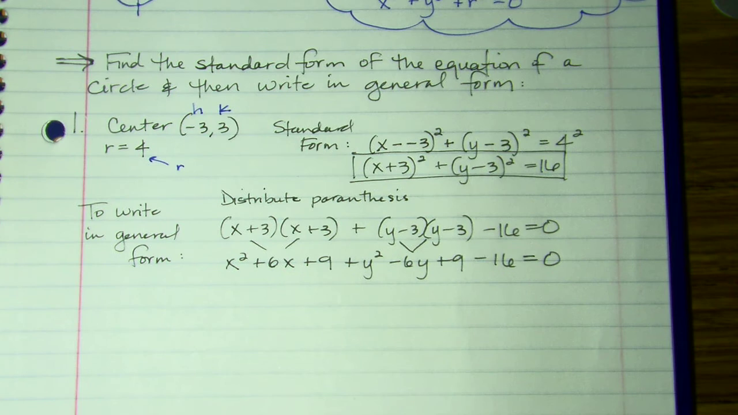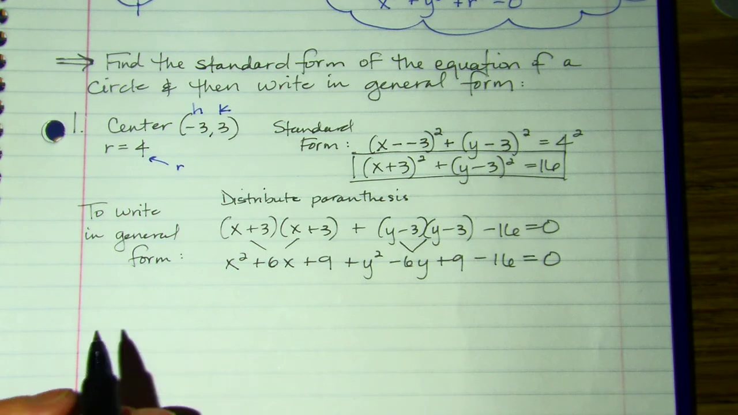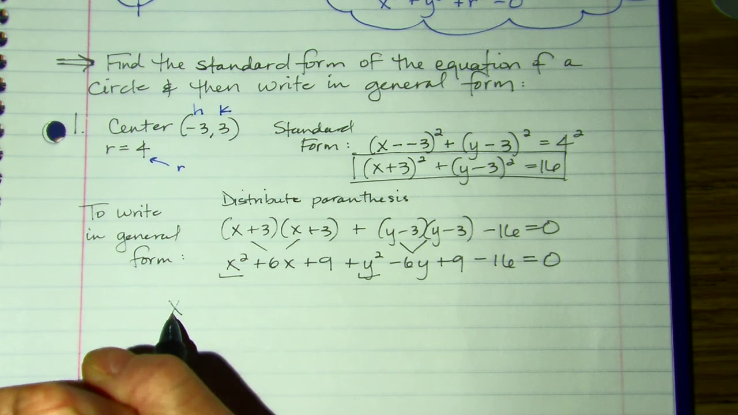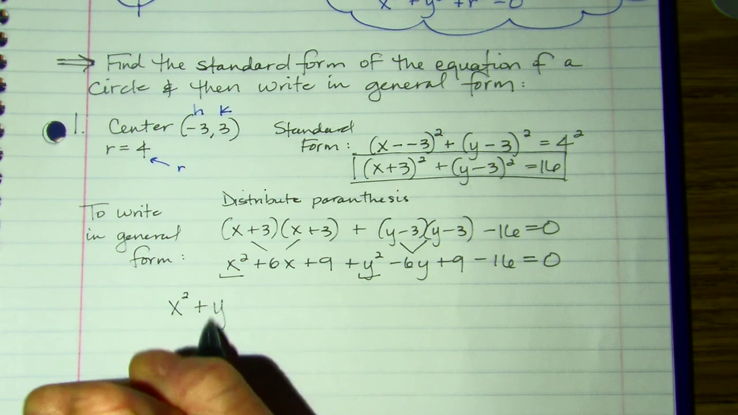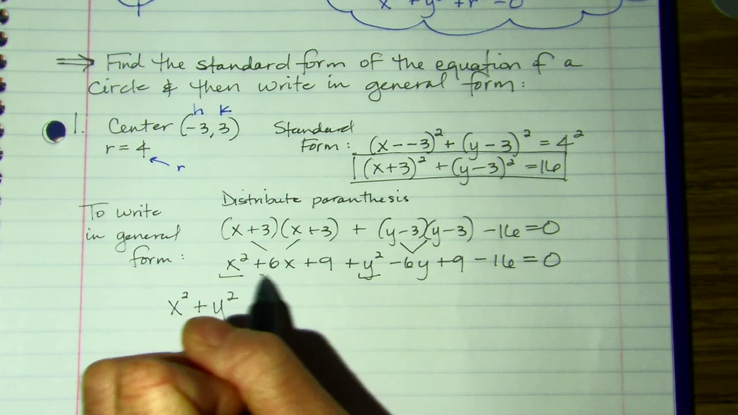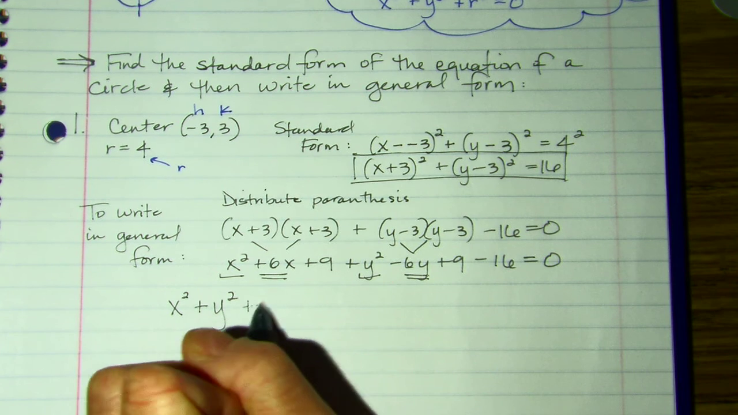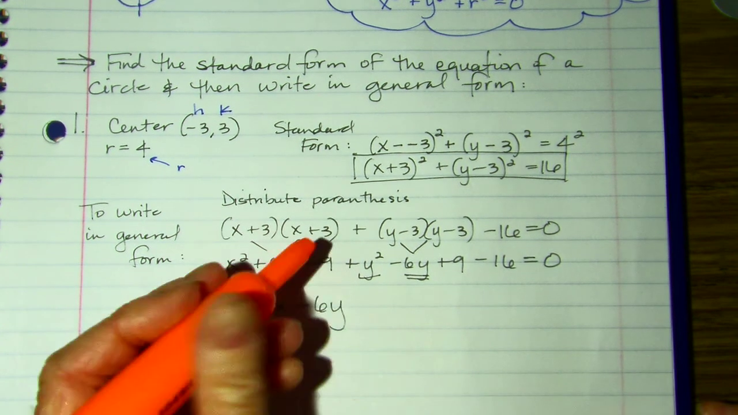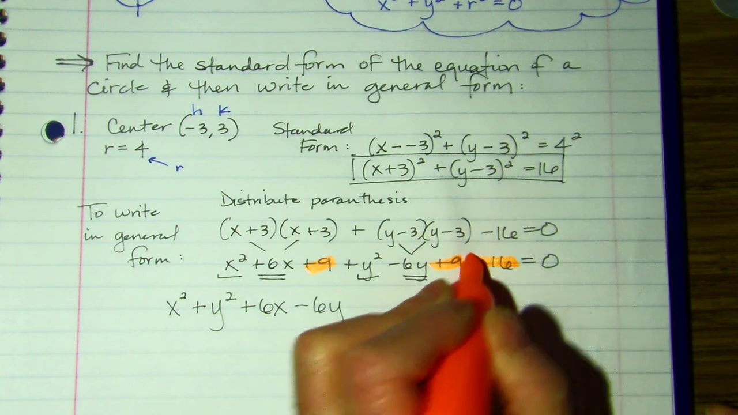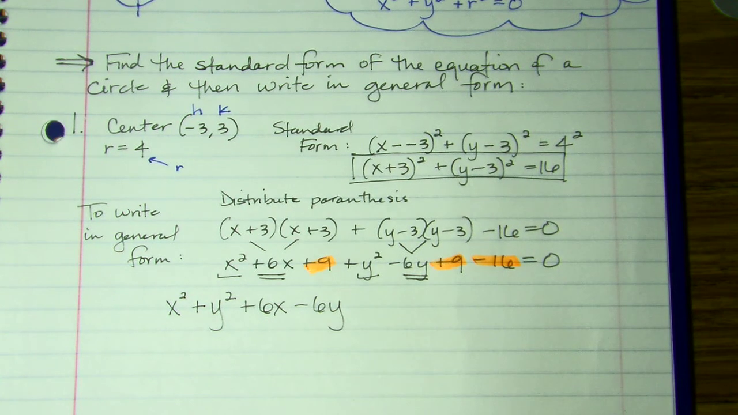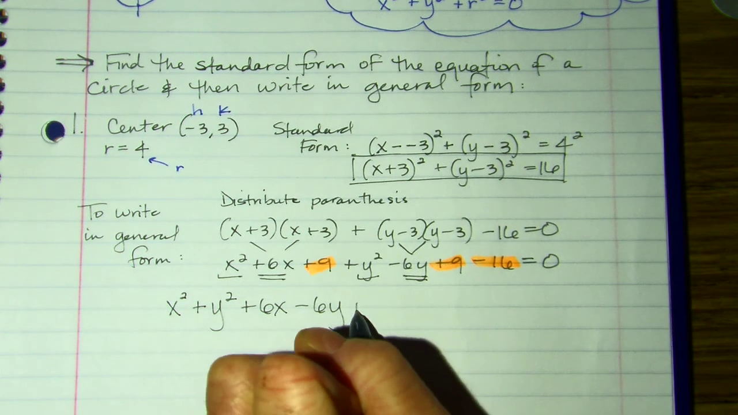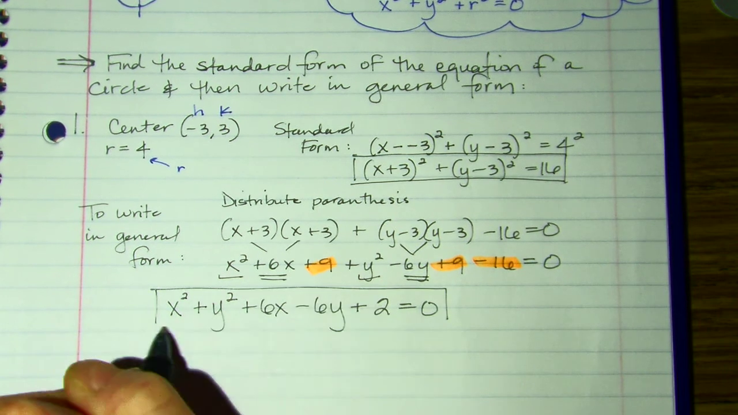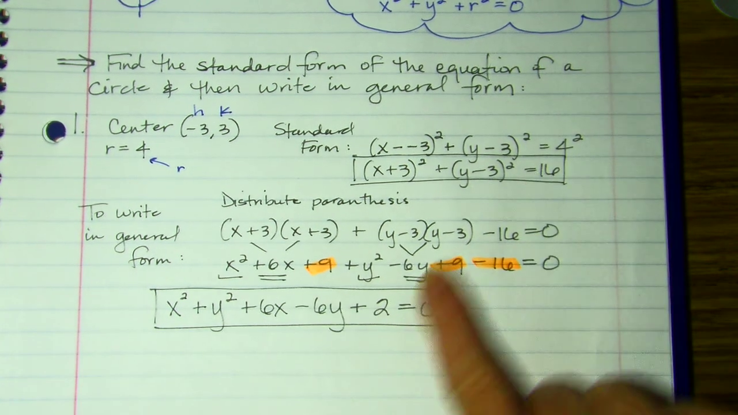Now, I'm going to list it in the order above. So we first begin with our squared terms. They're not alike, but we write them next to each other. x squared plus y squared. Now I'm going to do my x and y terms, so plus 6x minus 6y. And the only thing we can combine, right, is 9 plus 9 minus 16. So 9 plus 9 minus 16, that's 18 minus 16 is positive 2 equals 0. So that is general form. So I have standard and general.